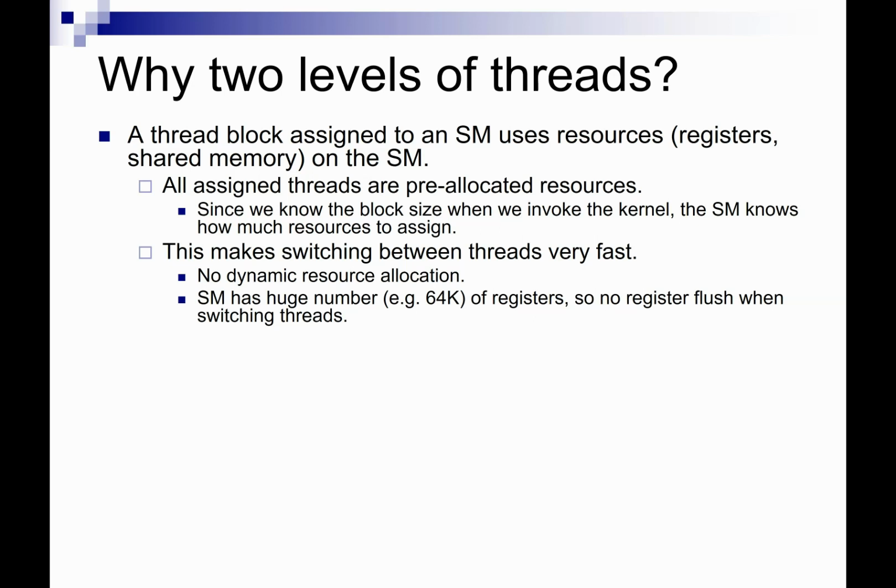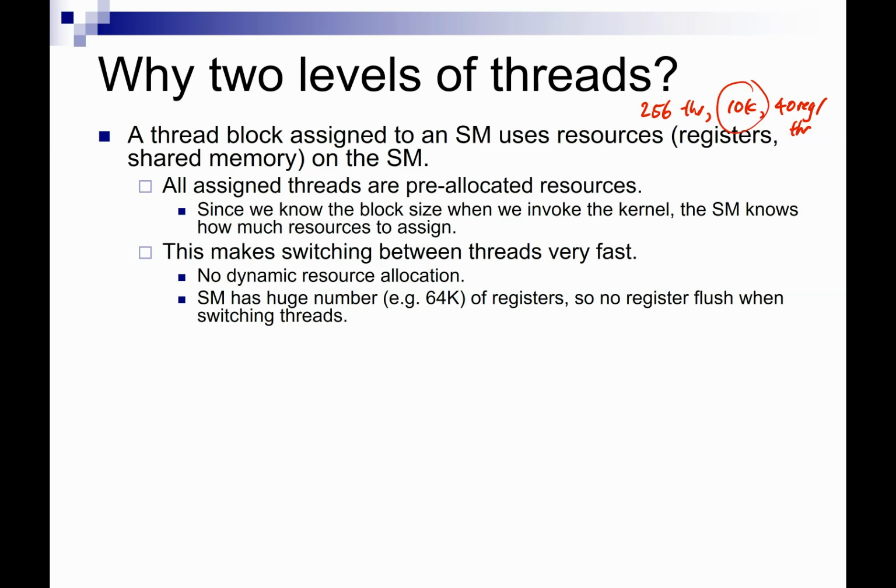Because it's given this fixed amount of resources, suppose you have a thread block of 256 threads and you need 10,000 registers. That's about 40 registers per thread. So the GPU is going to pre-allocate these 10,000 registers for you, basically 40 registers per thread.